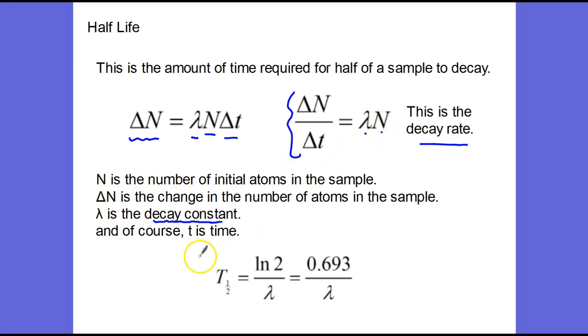And if you want to find half-life, the half-life, or time for half of the sample to be gone, is equal to the natural log of 2. This is not log base 10, but ln 2, divided by the decay constant. And the natural log of 2 is 0.693. So the equation is half-life is equal to 0.693 divided by the decay constant. Or you could get the decay constant by dividing 0.693 by the half-life.